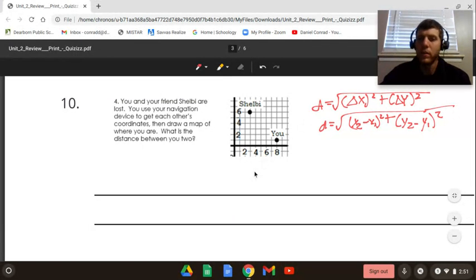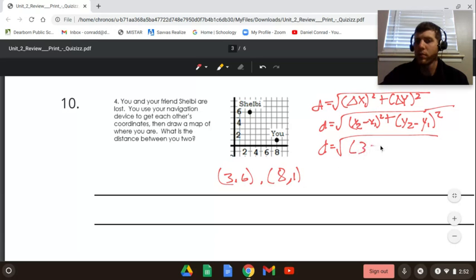So first thing we need to do is write our coordinates out. So Shelby is at the point 3, 6, and then you are at the point 8, 1. And we're just finding the distance between those 2 points. So the two x values are 3 and 8, so we're going to do 3 minus 8 squared plus, and then our two y values are 6 and 1, so 6 minus 1 squared. So that's going to be square root of negative 5 squared plus 5 squared.